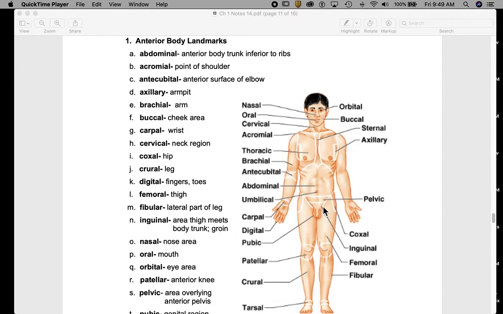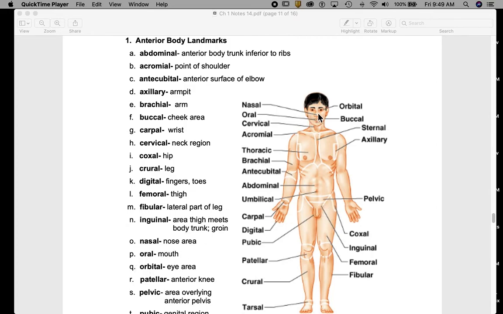Access to the femoral artery is done inguinally. They'll put an incision here and access the femoral artery if they need to go up into the heart to do a catheterization or down below to do a catheterization. So this is the inguinal region.